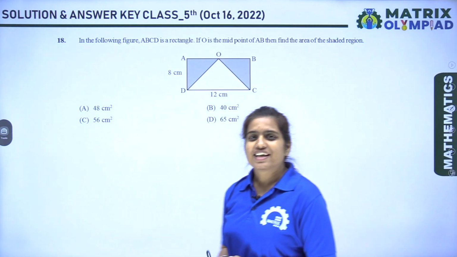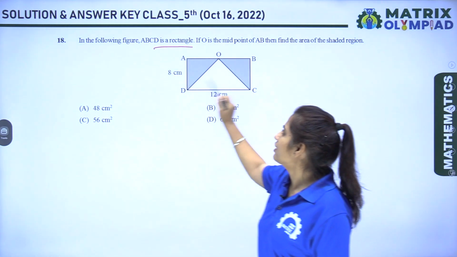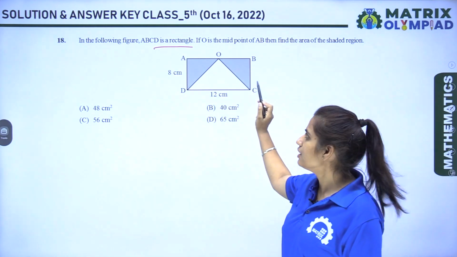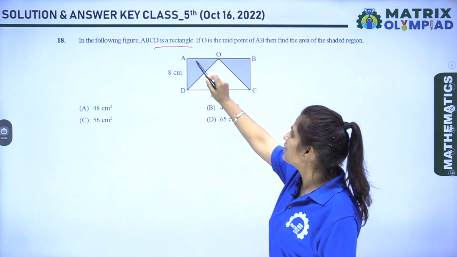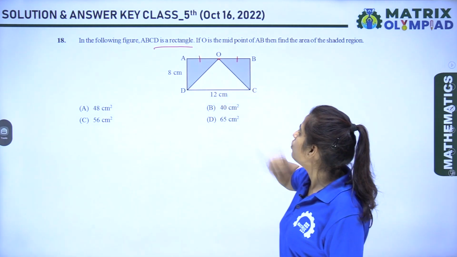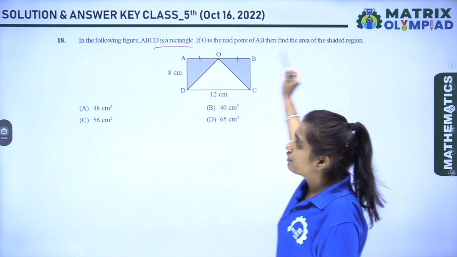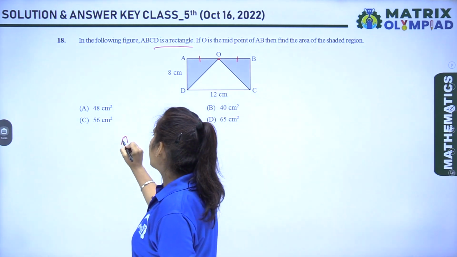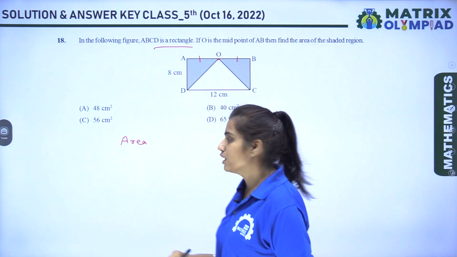Question number 18. In the following figure, ABCD is a rectangle. So you can see that ABCD is a rectangle. If O is the midpoint, O is the midpoint means AO is equal to OB of AB, then find the area of the shaded region. So here, to find out the area of the shaded region, we have to find out the area of the rectangle first.